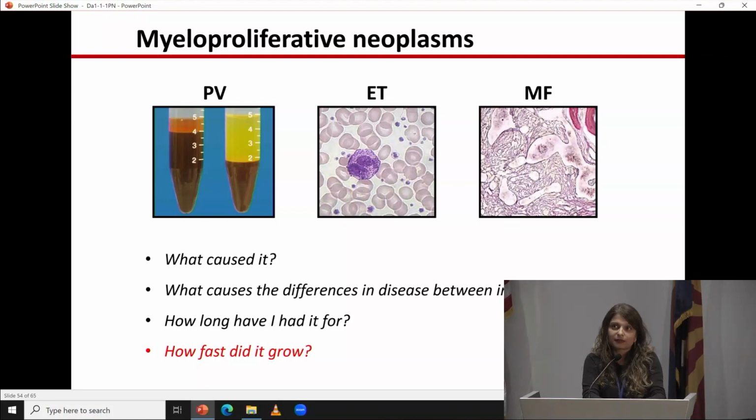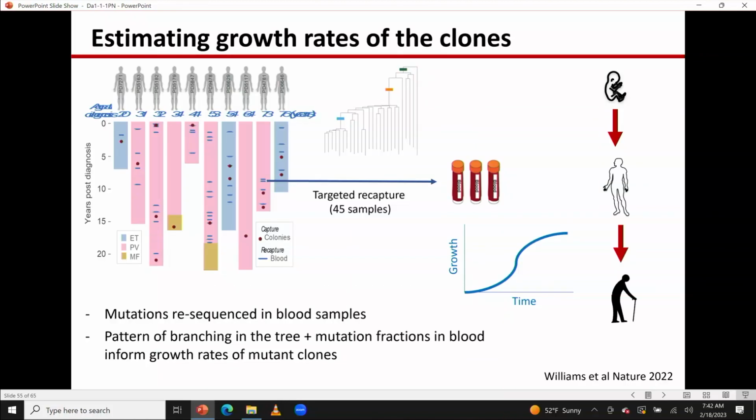So how fast did it grow? We'll come on to this last. We then took extra blood samples from these 10 individuals to measure how the clone is growing by just measuring the amount in the blood. And we're also going to look at the pattern of the tree.